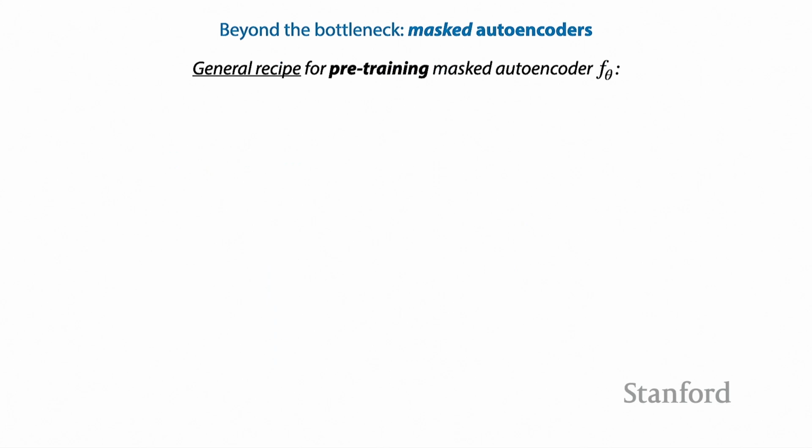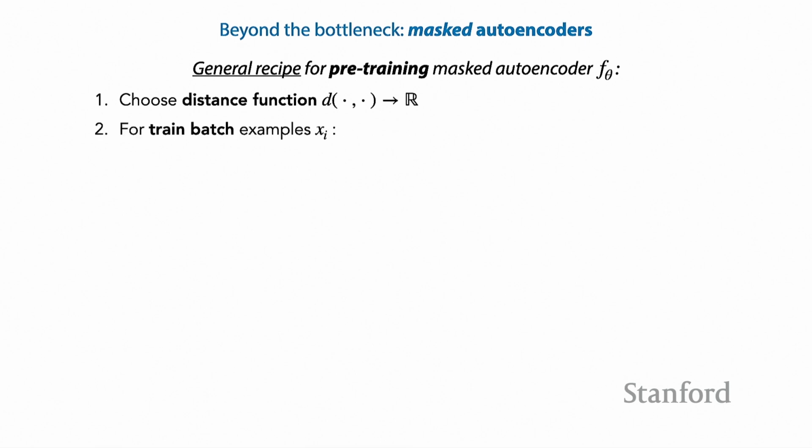Okay, so let's go over the general recipe for how masked autoencoders get trained in practice. Just like when we're training a regular autoencoder, we need to pick some sort of distance function that tells us how good our reconstructions are given the original input. So this part is the same. Then for a training batch of examples, for each example, we first sample a masking function. We take that example and generate x tilde, which is the masked out version of that example, and then y, which is usually just everything else.